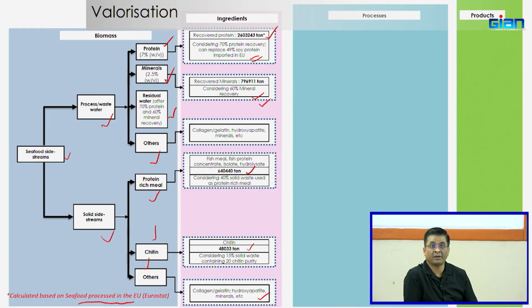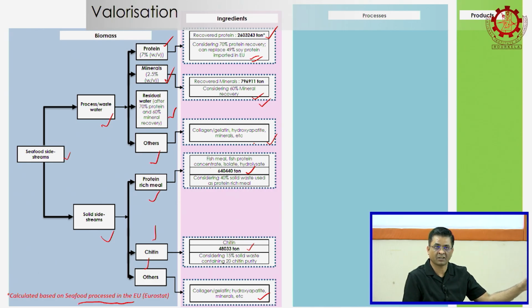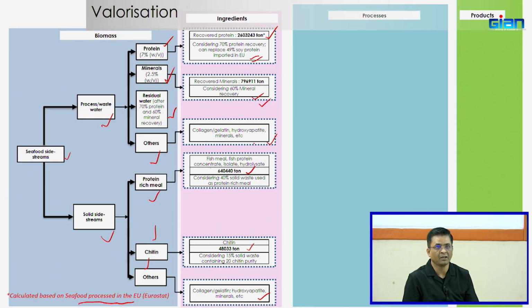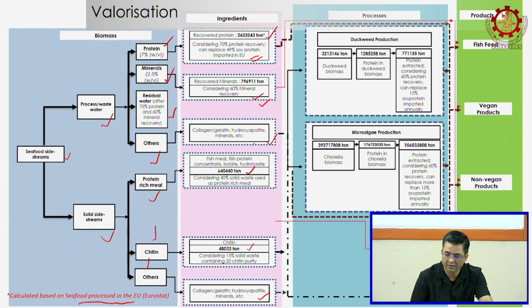considering 60% mineral. Collagen, gelatin, hydroxyapatite, again the same thing from processed water, that also will contain some amount of protein which has minerals and other elements. We can obtain this type of ingredient. And a very similar approach can be adopted for any given state in the country or the whole of India. You know how much seafood is processed, what side streams are obtained, whatever recovery processes there are, different unit operations, and you can design this full strategy.